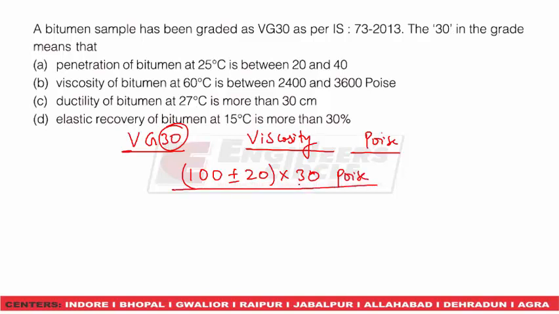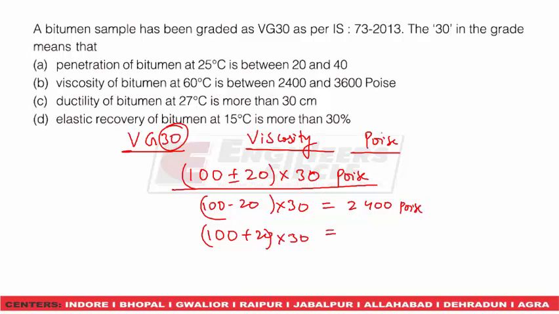This implies that the minimum value of viscosity will be 100 minus 20 into 30, and the maximum value will be 100 plus 20 into 30. So this is equal to 80 into 30, that is 2400 poise, and this is 120 into 30, that is 3600 poise. So the correct answer would be B option.